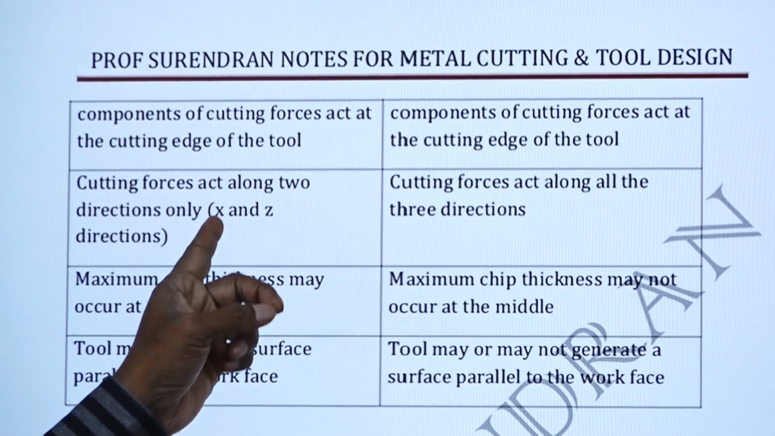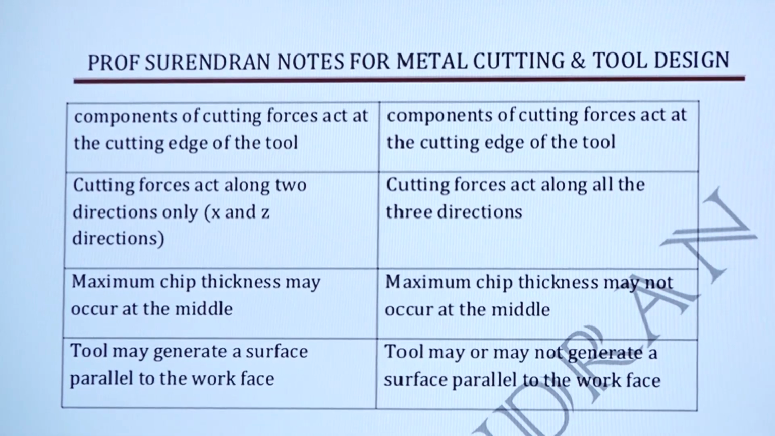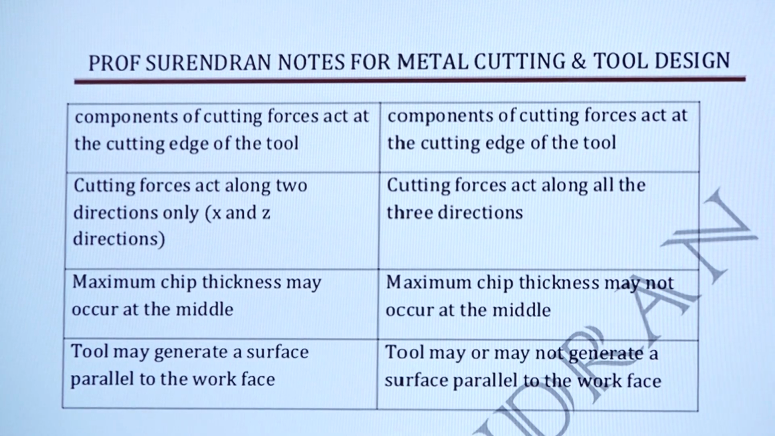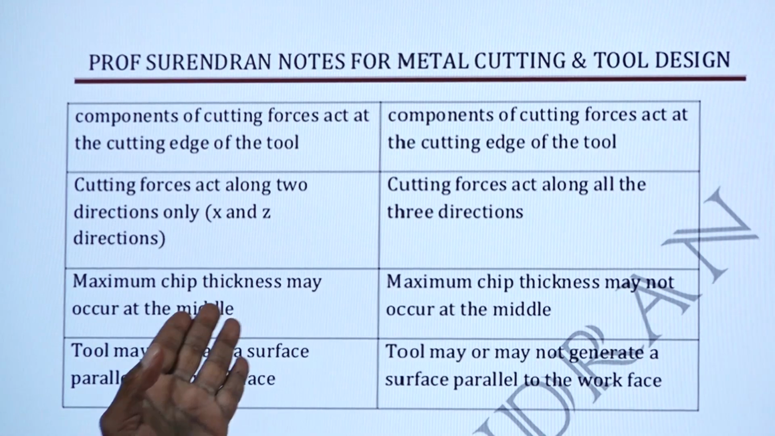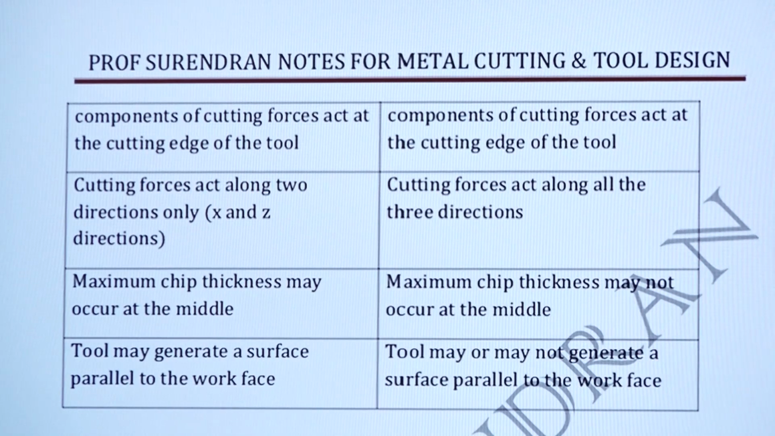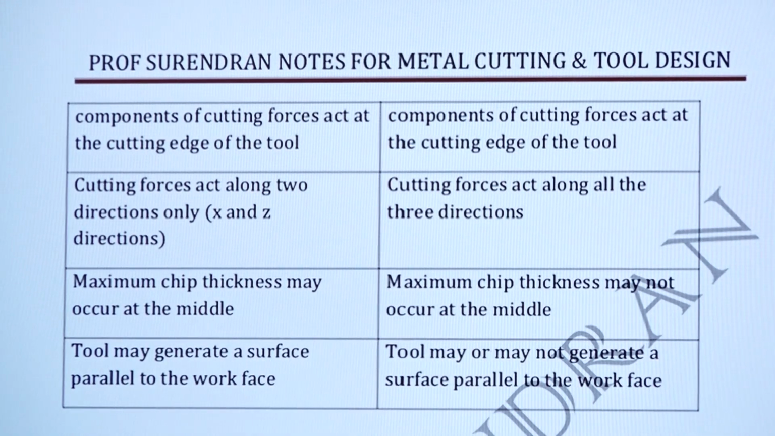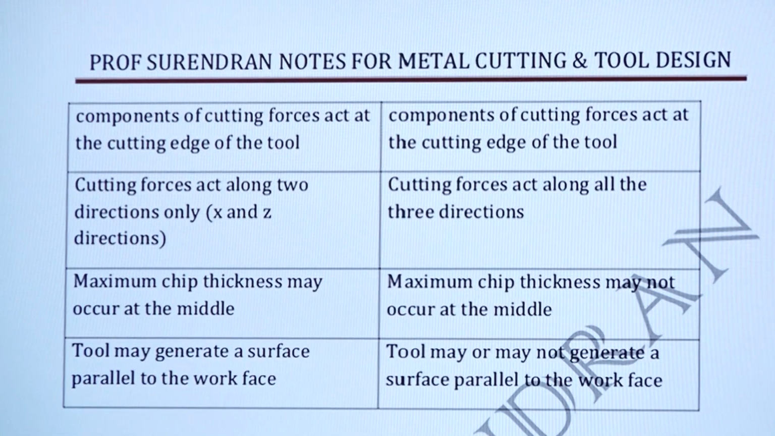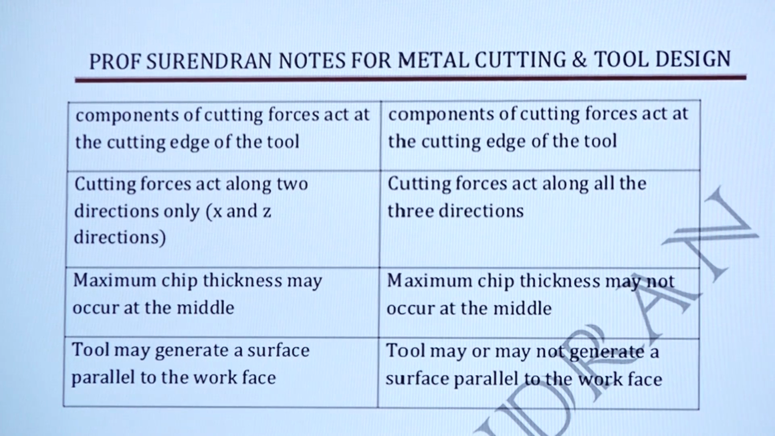Now, in orthogonal cutting, the cutting forces act in the x and z directions. In oblique cutting, the cutting force acts in the x, y and z directions. In orthogonal cutting, the maximum chip thickness always occurs at the middle. In oblique cutting, the maximum chip thickness may not occur at the middle. In orthogonal cutting, the tool generates a surface parallel to the work face. In oblique cutting, the tool may or may not generate a surface parallel to the work face.